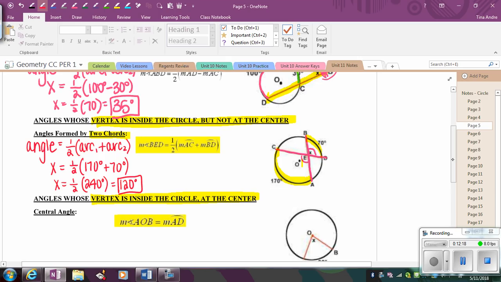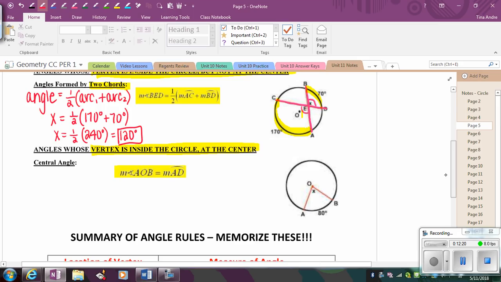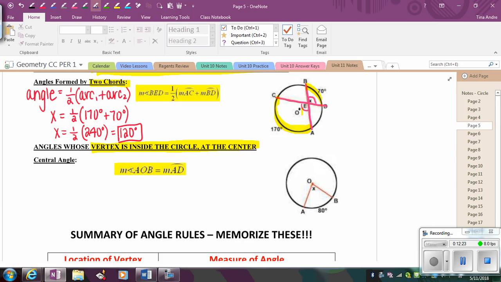The last situation is one that you've already learned about, and this is the easiest of all of them, and it's because the vertex is on the center of the circle. So remember, there's in the circle in this previous example, but not on the center, and then there's in the circle where it's on the center. And for this situation, you look at the arc that this angle intercepts, and the angle is always equal to that arc. So that's the easiest situation. So the angle is equal to the arc. So in this case, X is just going to equal 80.